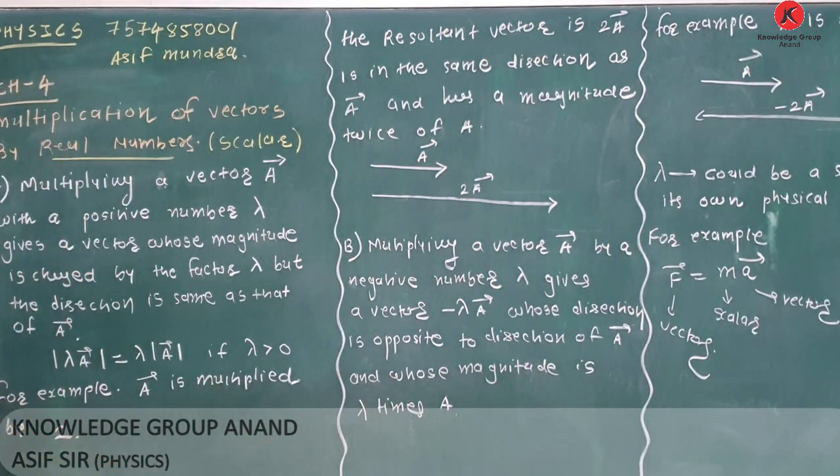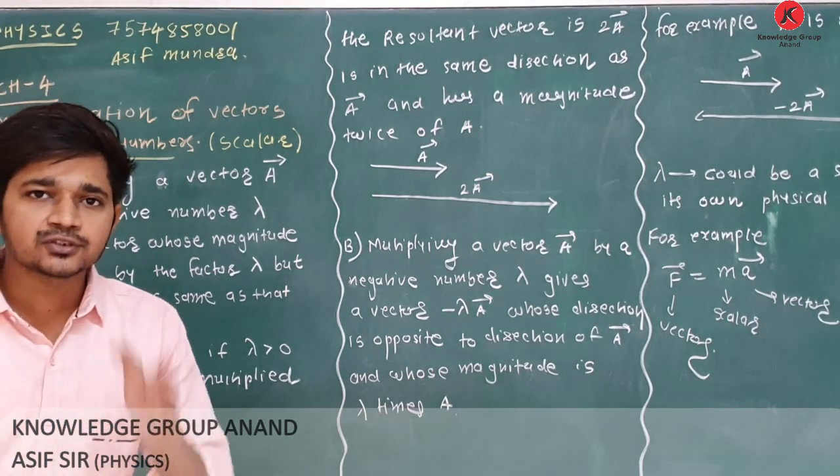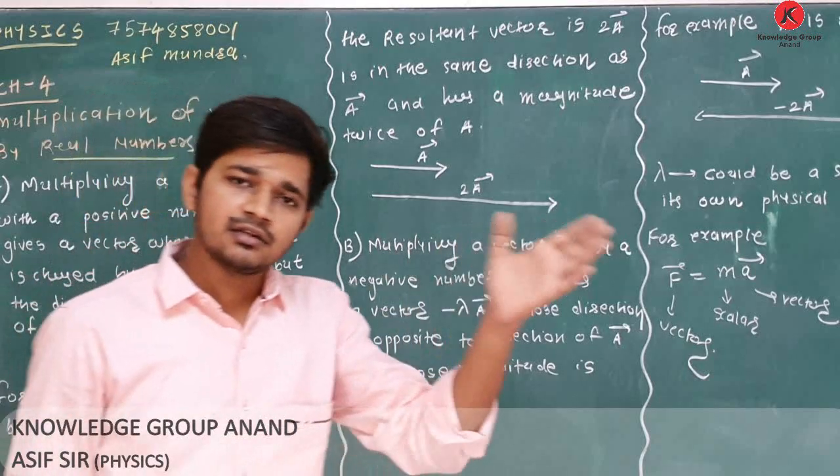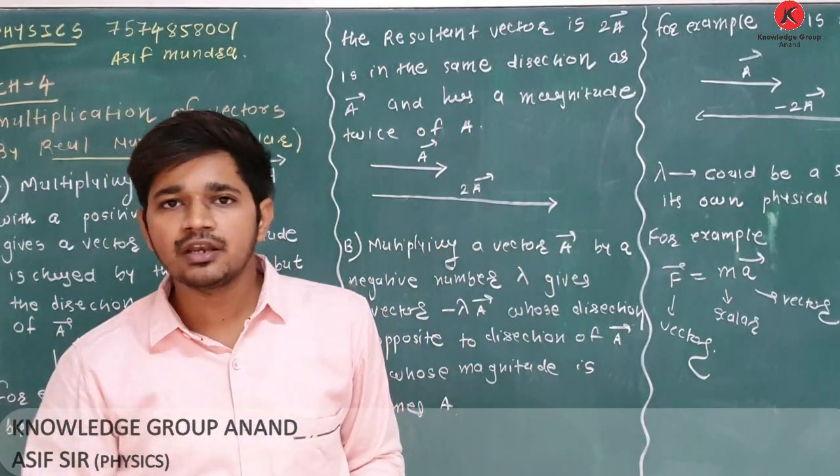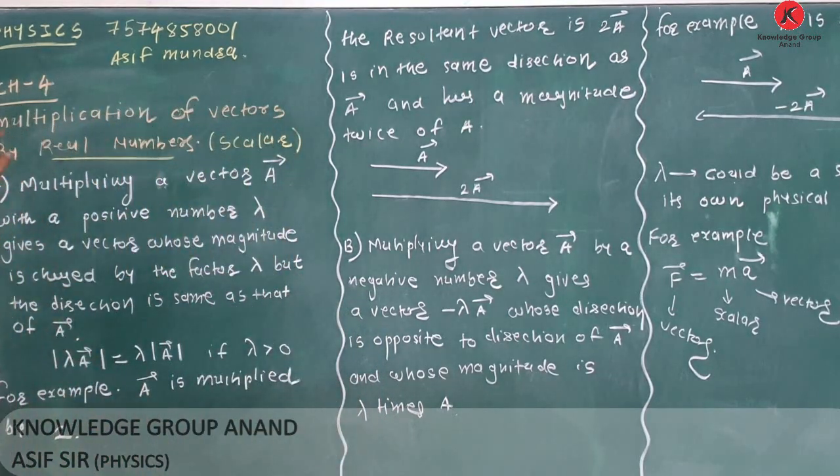So whenever one vector quantity is multiplied with scalar, what happens? See, here we will consider two cases, because real numbers may be positive or negative. So first of all, we will multiply vector with positive number, and then we will multiply with negative number. See what happens.